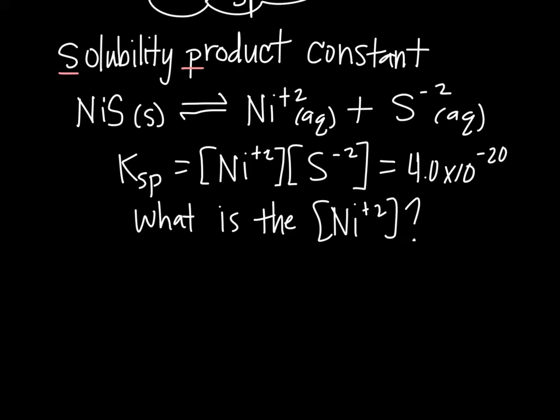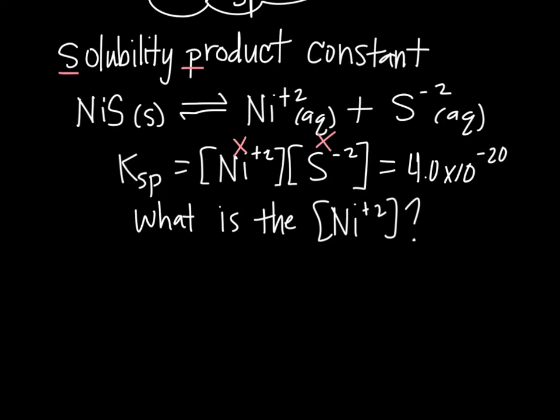If we're solving for nickel, nickel would be our x. Now let's take a look at the mole-to-mole ratios. The coefficient is 1 and the coefficient is 1 here. So if nickel is x, then what would the sulfide be? The sulfide would also be x, right? Because it separates in a 1-to-1 ratio, those two would be the same. And the Ksp value is already provided there.